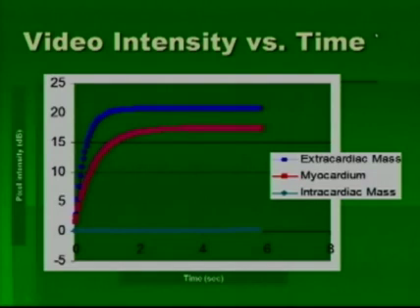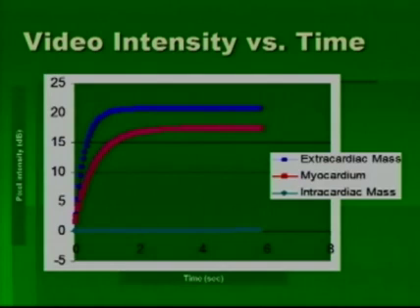And we can graph this video intensity over time. And so on the left-hand axis, we see pixel intensity in decibels. We see time on the horizontal axis, and then we've labeled the extracardiac mass, myocardium, and intracardiac mass, as I mentioned before. We can see the intracardiac mass fails to show any increase in pixel intensity over time, and in fact is just completely flat in its video intensity.